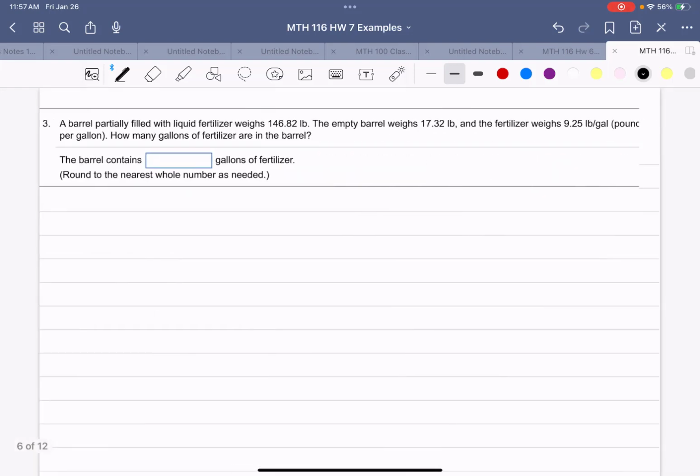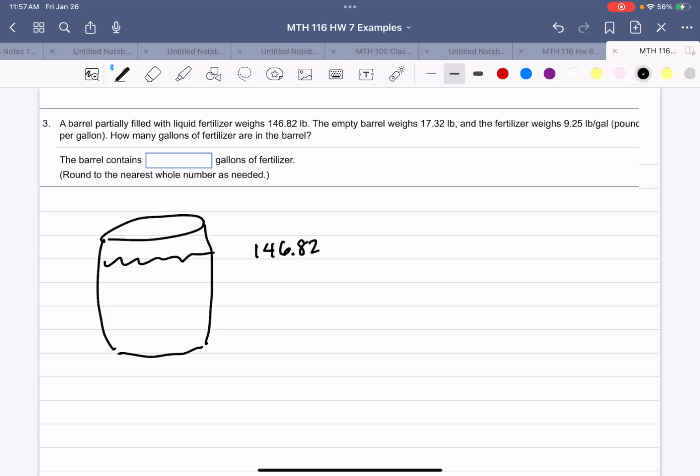Example number 3. A barrel partially filled with liquid fertilizer weighs 146.82 pounds. So we've got a barrel. It's on the scale, and the scale says it's 146.82 pounds right now, and it's partially filled. The empty barrel weighs 17.32 pounds, and the fertilizer weighs 9.25 pounds per gallon. So 9.25 pounds for every gallon.